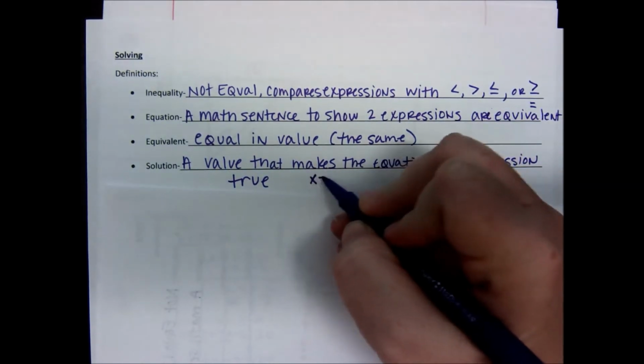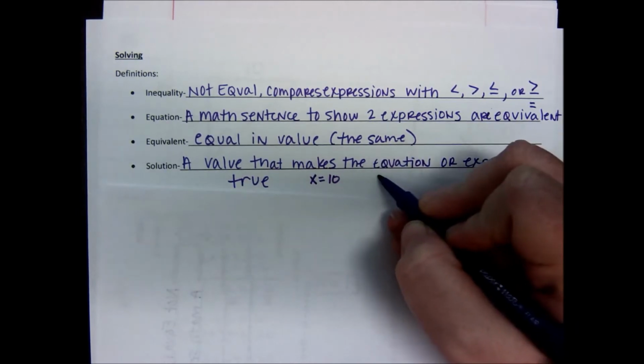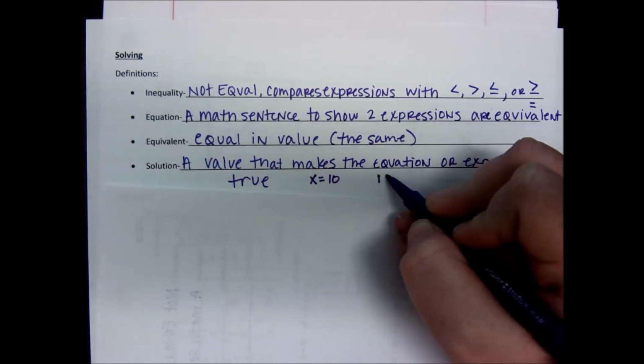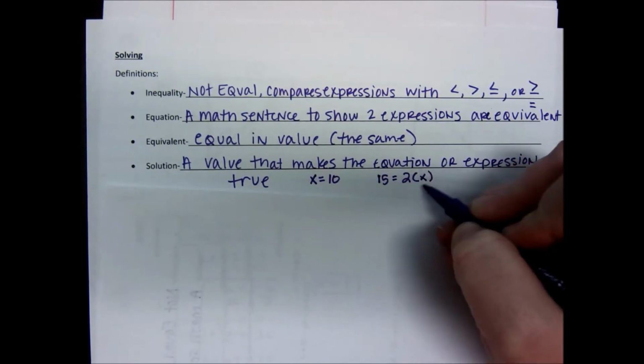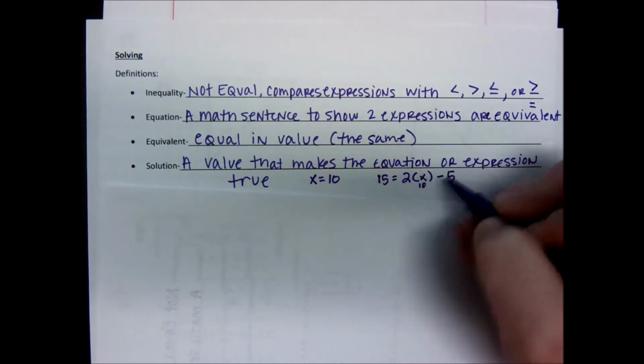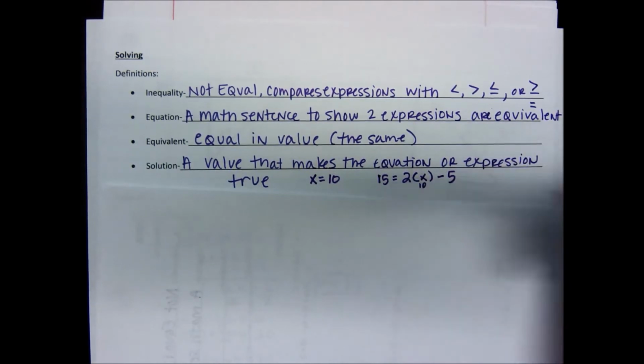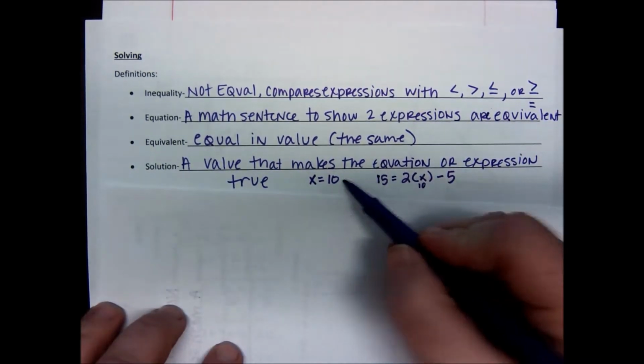So if I know that x equals 10 and I plug it into an equation, 15 should equal 2 times x, which we just said was 10, minus 5. And 2 times 10 is 20, minus 5 is 15. So this would be a solution to this equation.